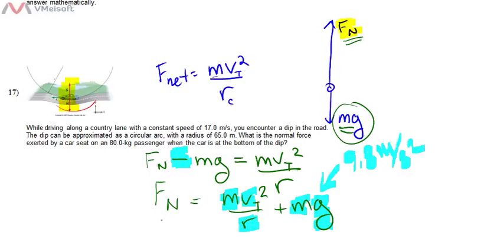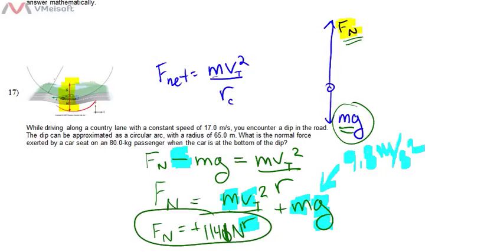Okay, so I think if you solve this, it ends up being that the normal force is equivalent to 1141 newtons upwards or inward. All right, I hope that helps. Give me a shout if you have a question.